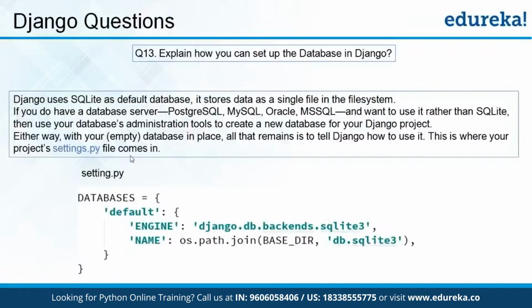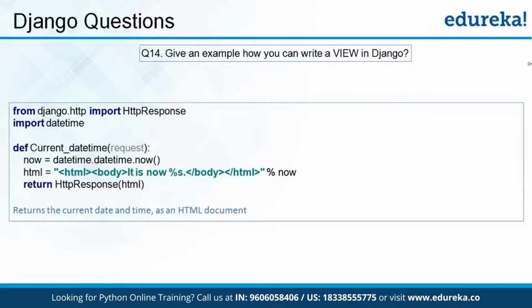Okay, similarly, there might come another question as to where do you have information regarding starting your web server or anything like that. So that comes under something called manage.py. You've got another file called manage.py. So be sure about settings.py and manage.py. All right. Now, how do you write a view in Django?